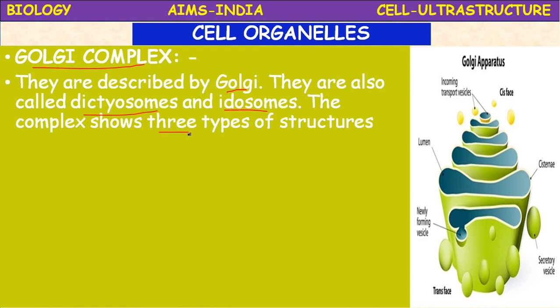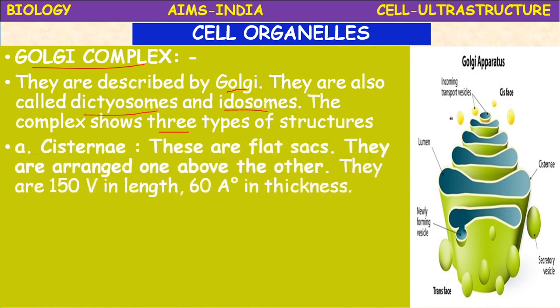So what are the three main structures? The first one is cisternae. Cisternae are flat sac-like structures, arranged one above the other. They are 150 microns in length and 60 angstroms in thickness.